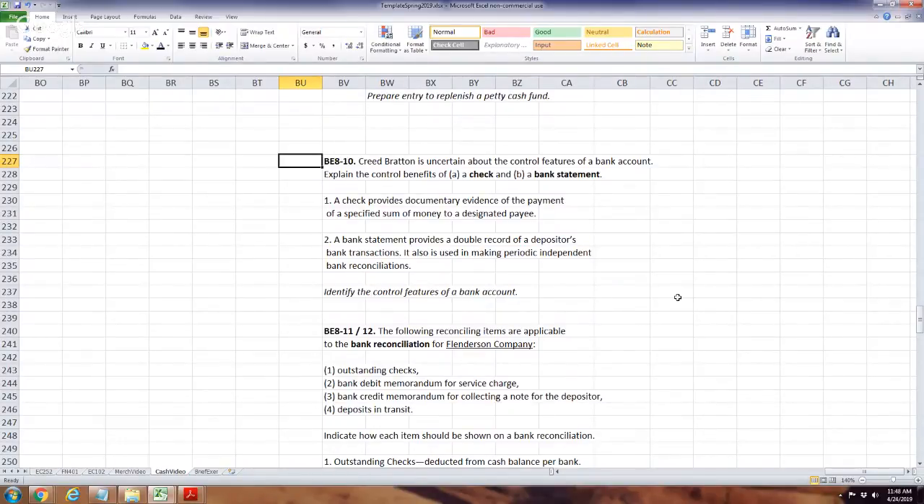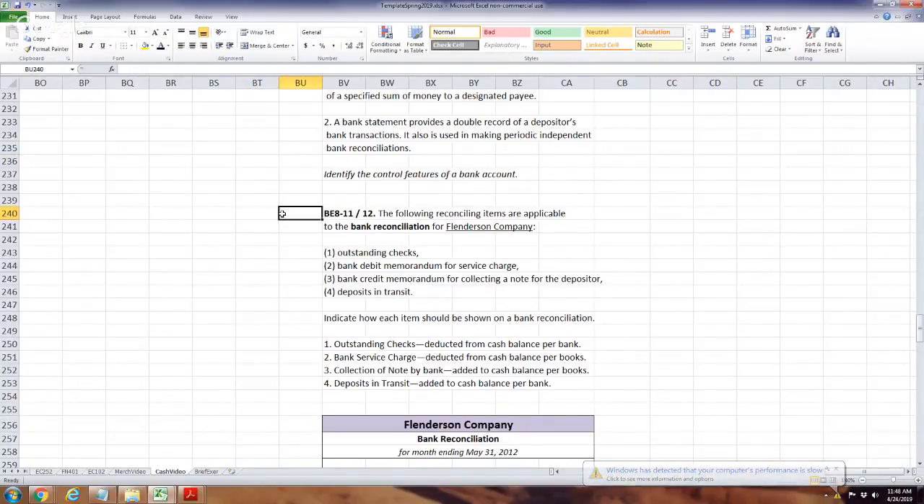A check provides documentary evidence of the payment of a specified sum of money to a designated payee, the person who gets it. The maker is the person who makes the check. When you get paid, you're the payee. A bank statement provides a double record of bank transactions, usually making periodic independent bank reconciliations. Okay, that's record keeping and being organized. That's stuff I preach all the time. And so 11 and 12.